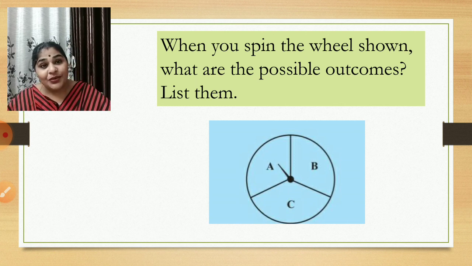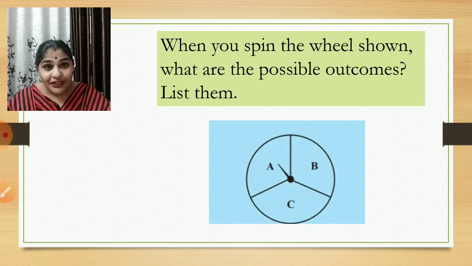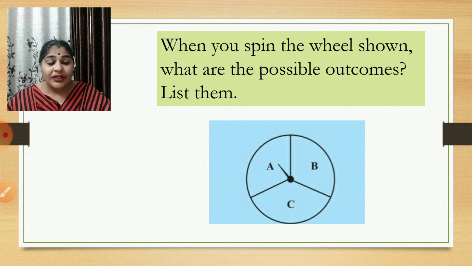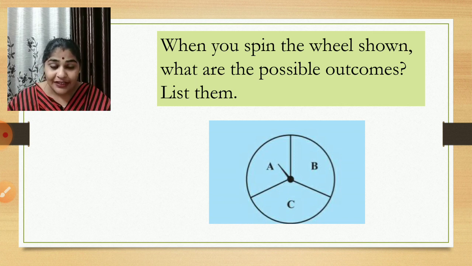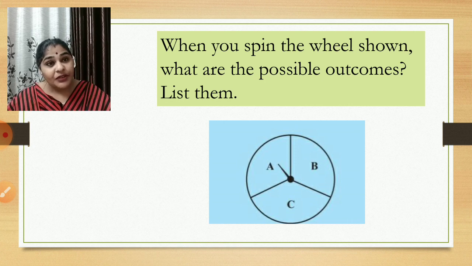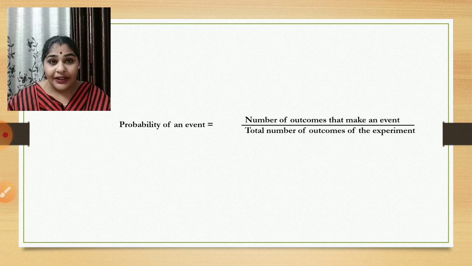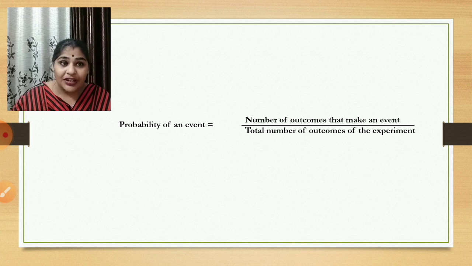Probability, you always write whatever chance or value you get, divided by total possibilities, right? So here total is 3. Either I may get A, B, or C. So total possibilities is 3. And the possibility if I get A is only 1. So 1 upon 3. This is how you can find the probability. So probability of an event is equal to the number of outcomes that make an event, divided by the total number of outcomes of the experiment.